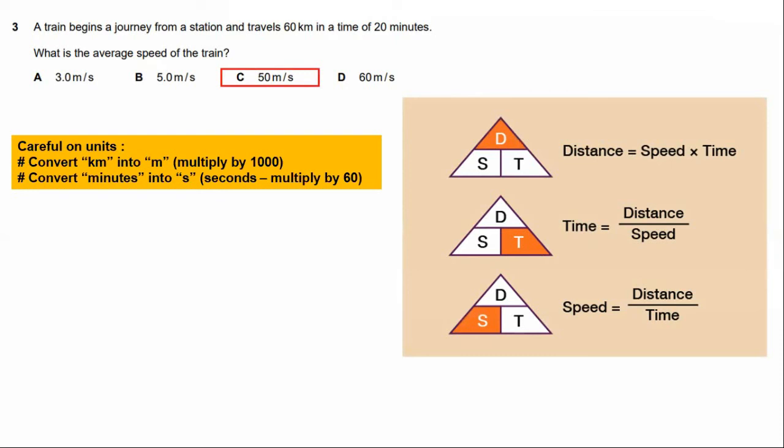So the correct answer when calculated with these substituted values should be 50 meters per second. Answer C. Let's move on to question 4.